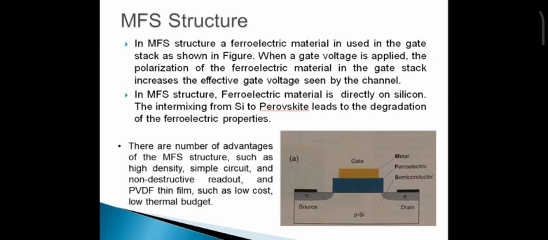In MFS structure, ferroelectric material is directly on silicon. The intermixing from silicon to peroxide leads to the degradation of the ferroelectric properties. But there are a number of advantages of using this MFS structure, such as high density, simple circuit, non-destructive readout, and PVDF thin film, such as low cost and low thermal budget.